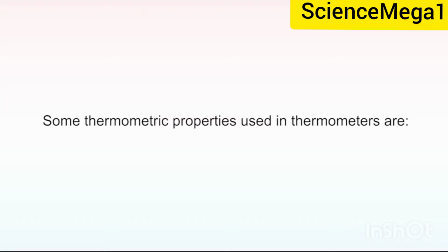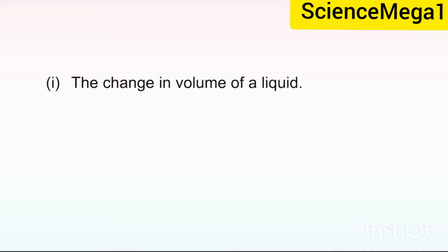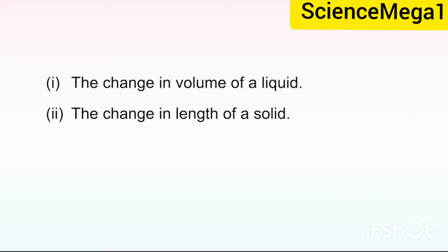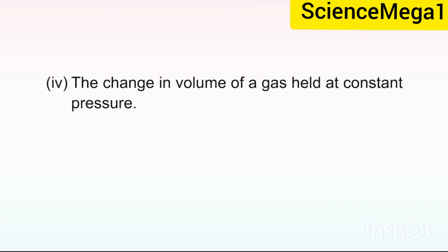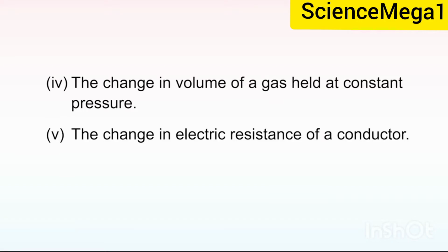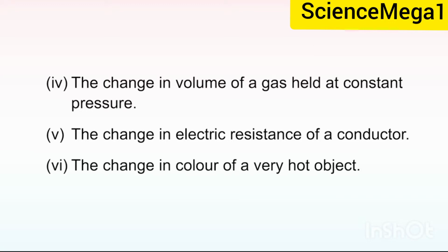Some thermometric properties used in thermometers are: the change in volume of a liquid, the change in length of a solid, the change in pressure of a gas held at constant volume, the change in volume of a gas held at constant pressure, the change in electric resistance of a conductor, and the change in color of a very hot object. For a given substance, a temperature scale can be established based on any use of these properties.